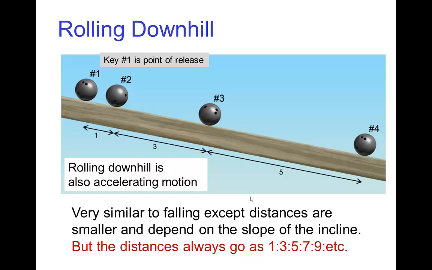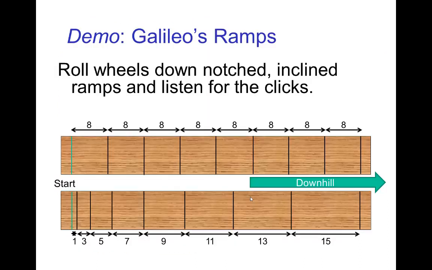Nevertheless, the ratios of the spacings follow the odd rule. So it's whatever the first spacing is, the next spacing is 3 times larger, and the next one is 5 times the first spacing, and so forth.